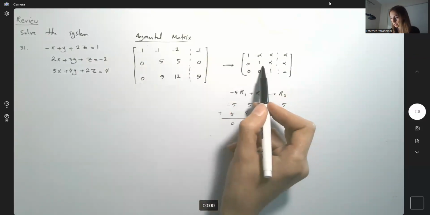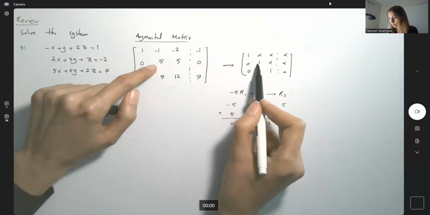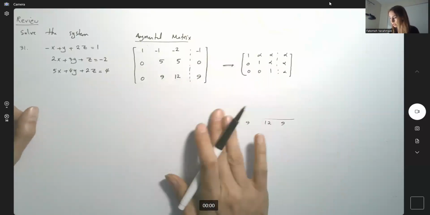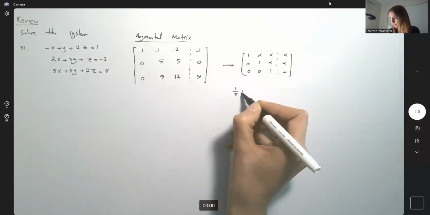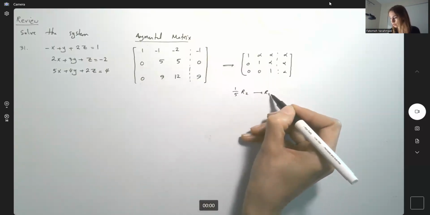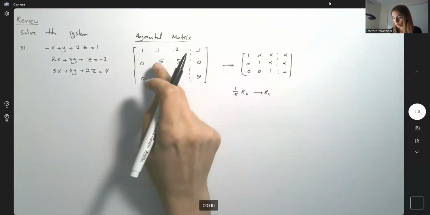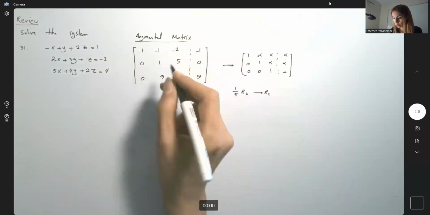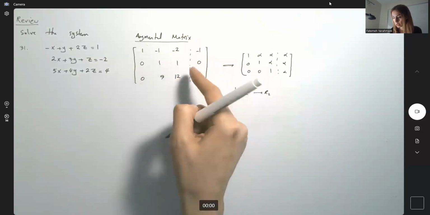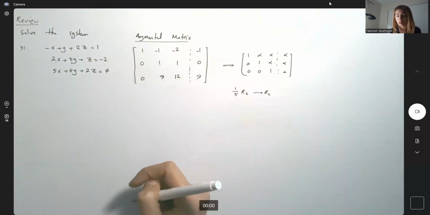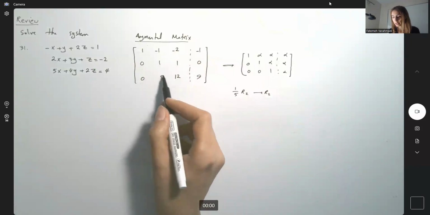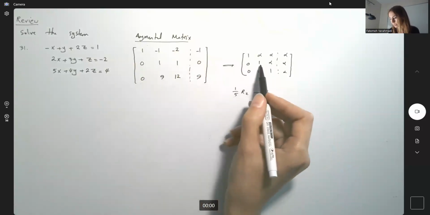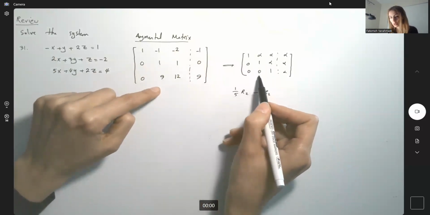This guy needs to be equal to 1. So we're going to multiply the second row by 1/5. 1/5 R2 is going to be your new R2. So 5 divided by 5 is 1. 5 divided by 5 is 1. 0 divided by 5 is just 0, and the same here. Very good. Now this guy needs to be 0. As you can see, you have 1, and below 1 must be 0.